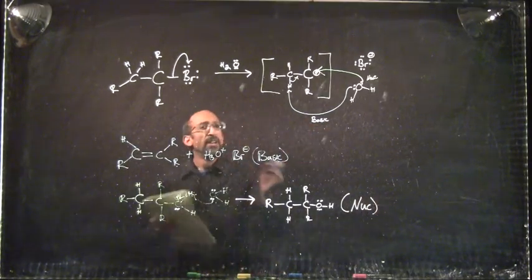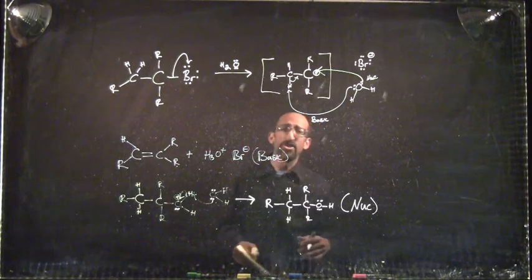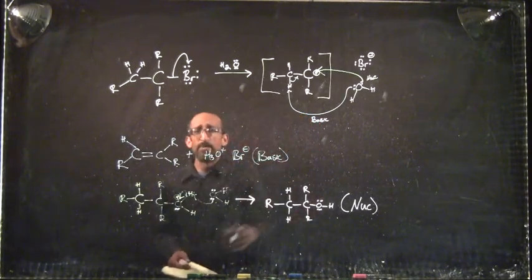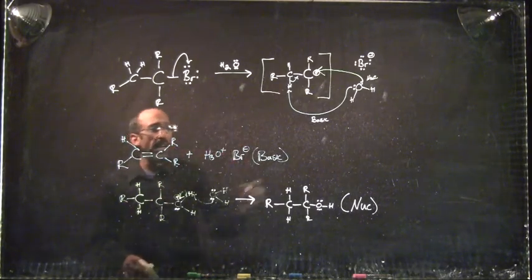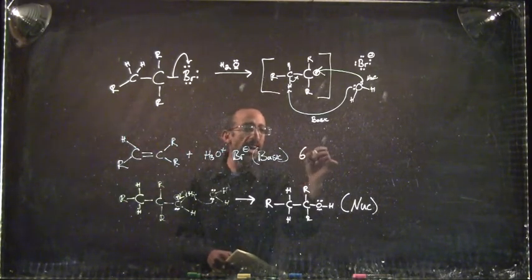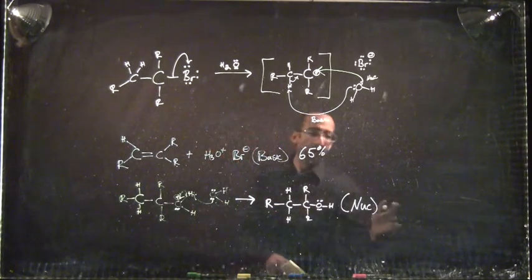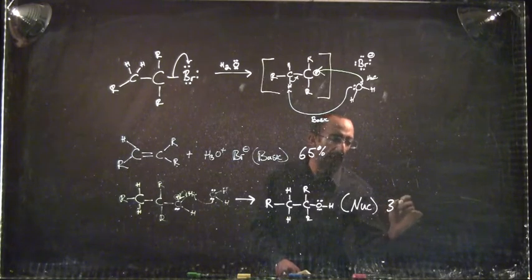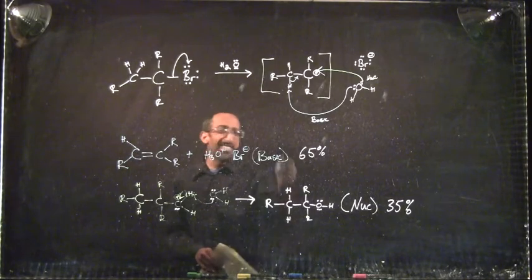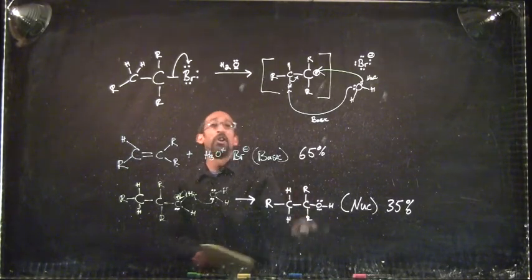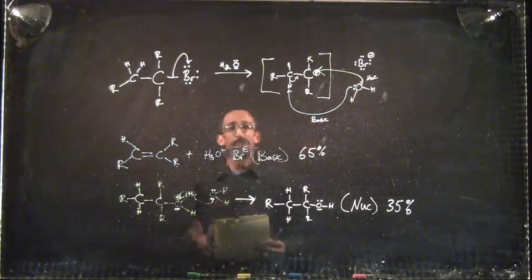Now, chemists that came along before you or I have run these reactions to see what occurs under these types of conditions, and we find that our basic pathway leads to about 65% of the product that's formed, where our nucleophilic pathway leads to about 35% of the product that's formed. This is not really a very good result for us as organic chemists, right? This is very, very unfortunate.